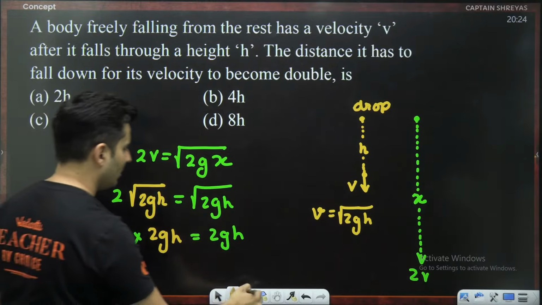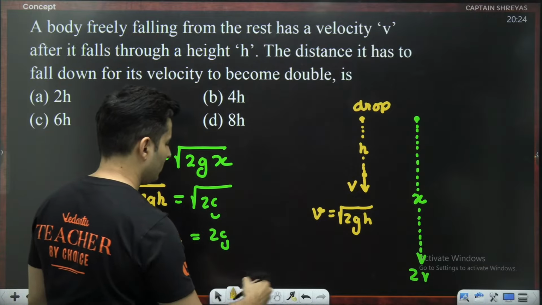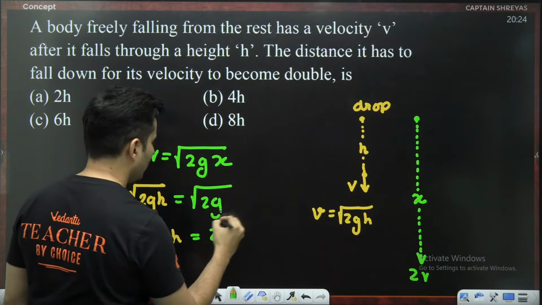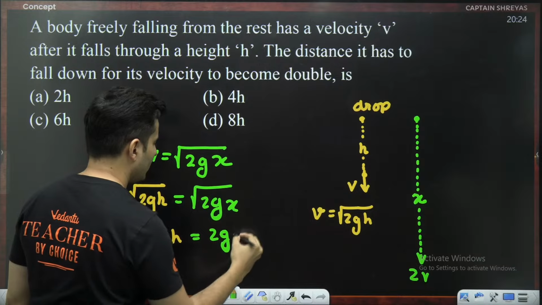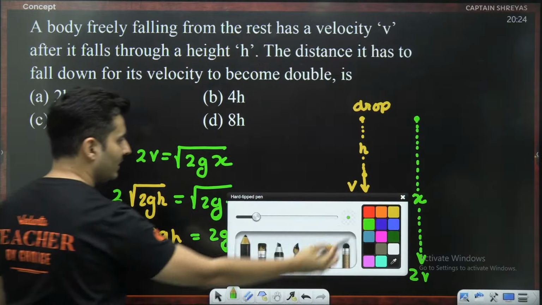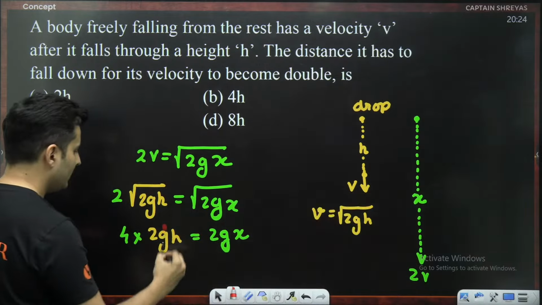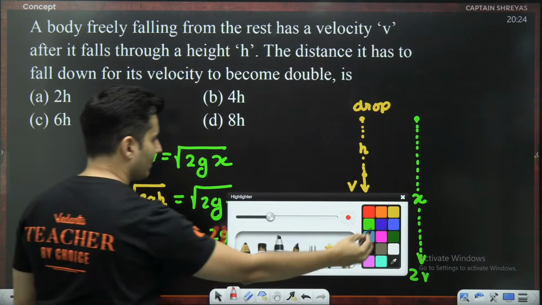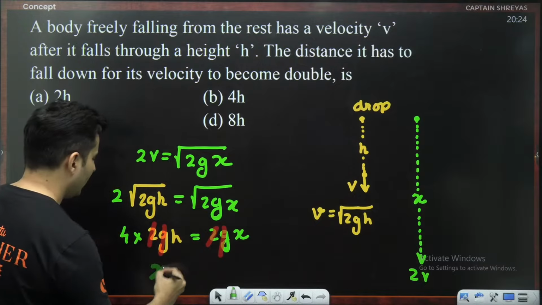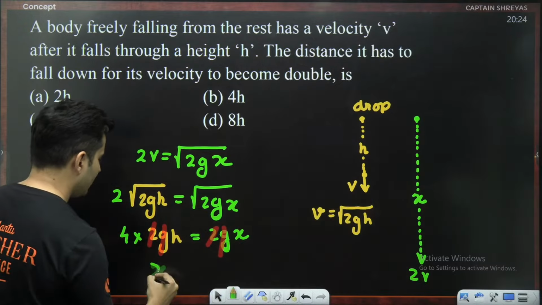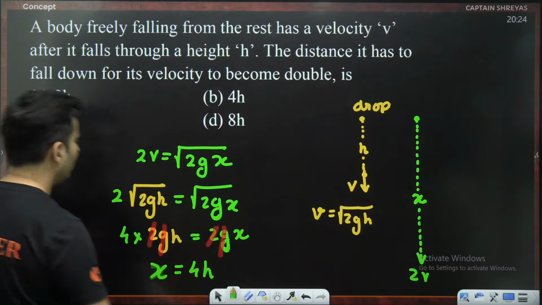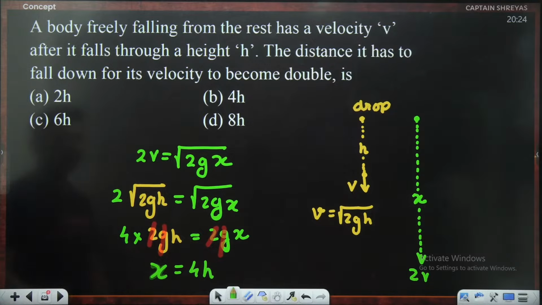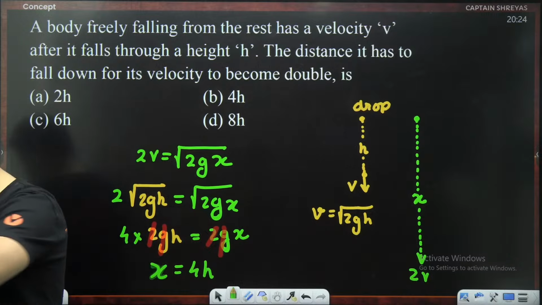Oops, I think I wrote h here. This was x, guys. So sorry. This was x, this was x. A lot of things will get cancelled, of course, like this g and this g, this 2 and this 2. So what is the value of x that you are getting? You are getting the value of x as 4 times h. So the answer is 4h. Yep, that is option B.